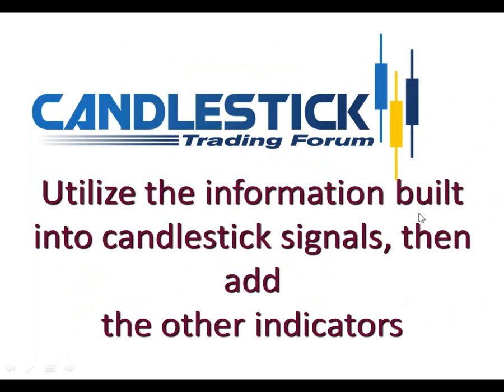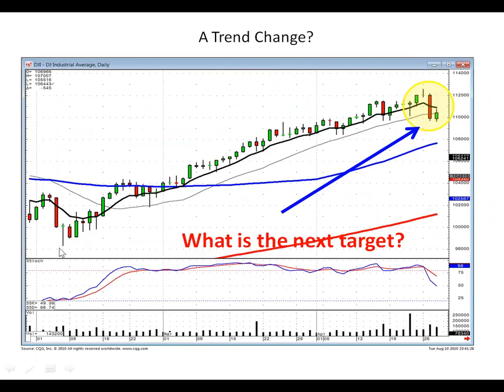So again, if we can utilize the information and build in the candlestick signals and then add the other indicators, it gives us a much higher degree of probability. Remember what our trend analysis is? If we see a candlestick buy signal, we can stay long until we see a candlestick sell signal and a close back below the T line.